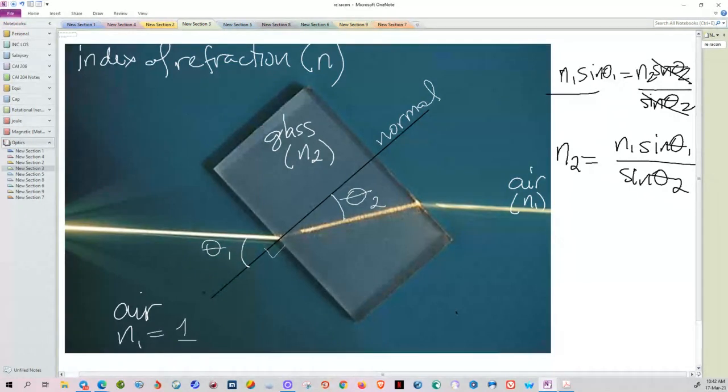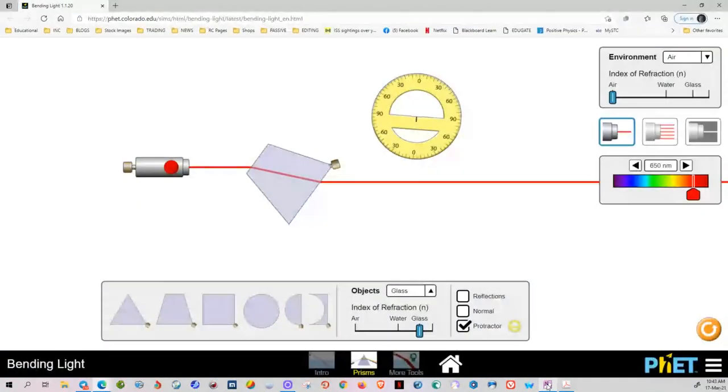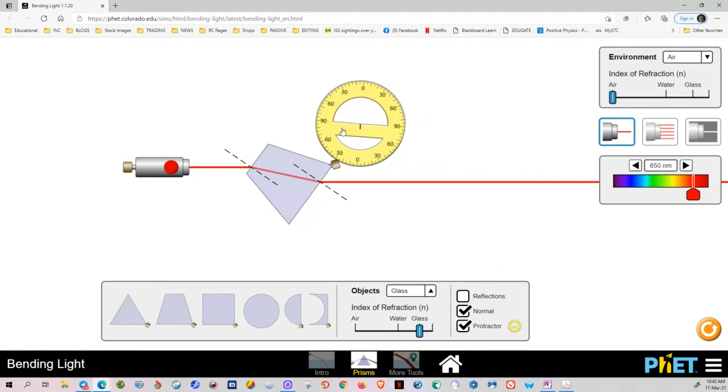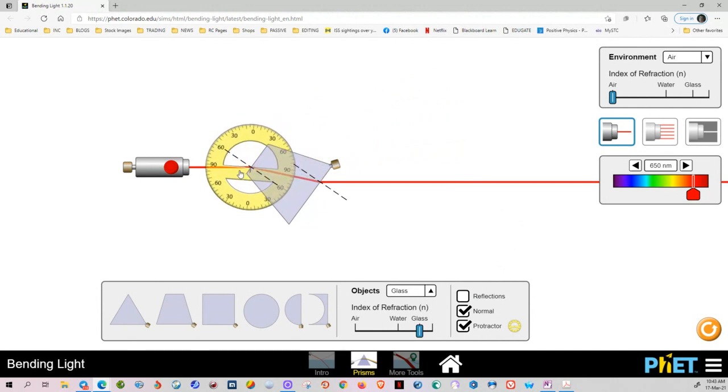And remember that you have to measure from the normal. The normal is 90 degrees to the surface of the boundary, okay? So here you can easily find the normal. Just click normal, and there's the normal line, okay? Get the degree scale, like this.